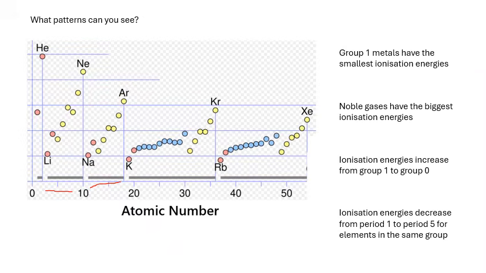Next, ionization energies decrease from period 1 to period 5 for elements in the same group. So helium, neon, argon, krypton, xenon, they're all in group 0, and going from helium to xenon, we see that the ionization energy gets less. Lithium, sodium, potassium, rubidium, they're all in group 1, but going from period 2 to 3, 4, 5, the ionization energy gets less. So those are the patterns. Why?